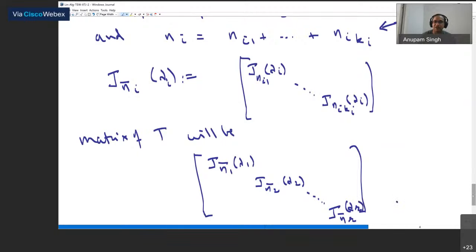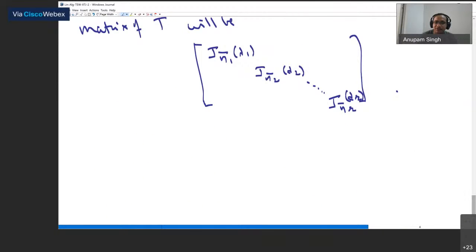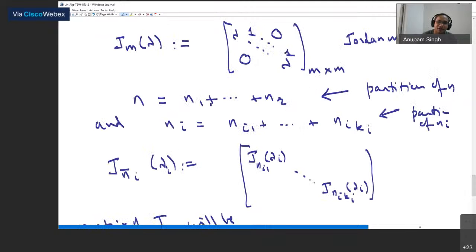So let's take a look at this statement. This is quite interesting, and sometimes it's also confusing. Sometimes I have seen students miss this part, thinking that there is a partition of n into n1 to nr, and that's it. Then you take the Jordan block for n1, Jordan block for n2, Jordan block for nr. That's not correct. You have to say that first there is a partition of n, and these n1, n2, nr correspond to different eigenvalues, right? So there are r different eigenvalues.